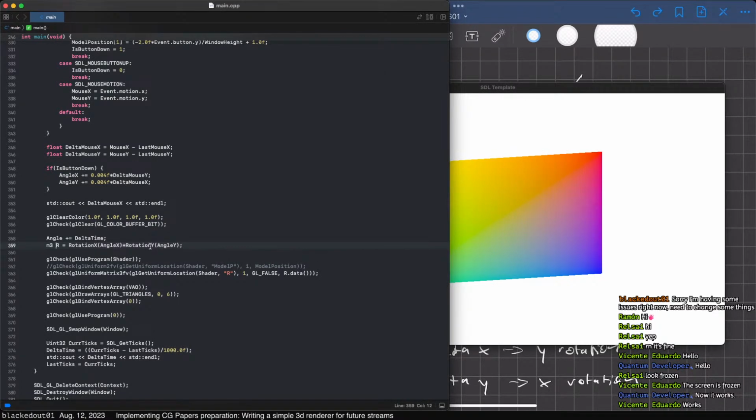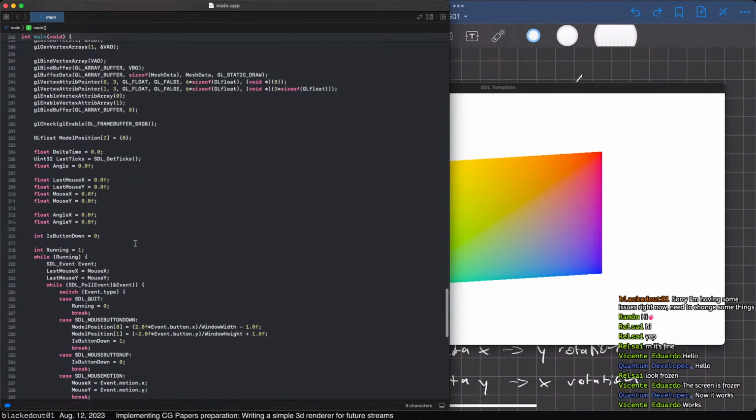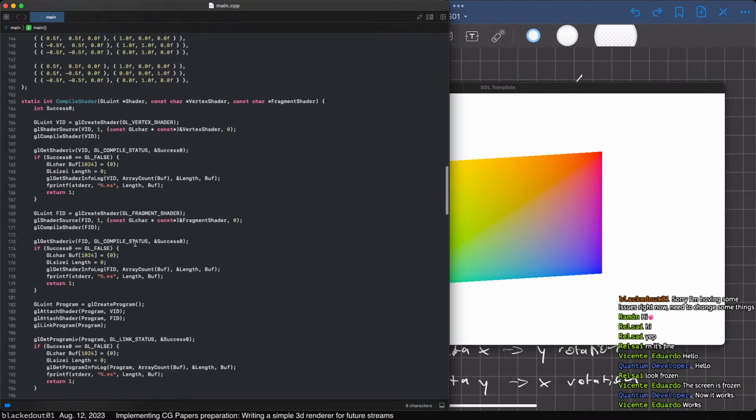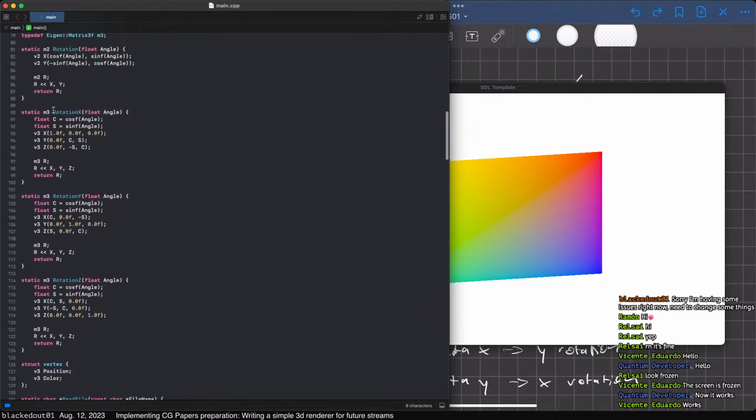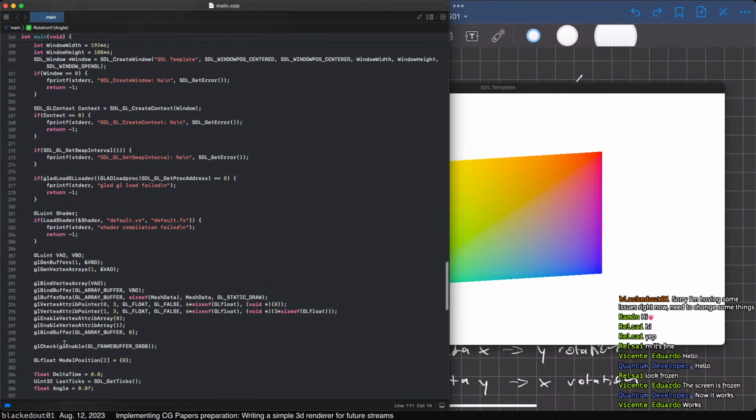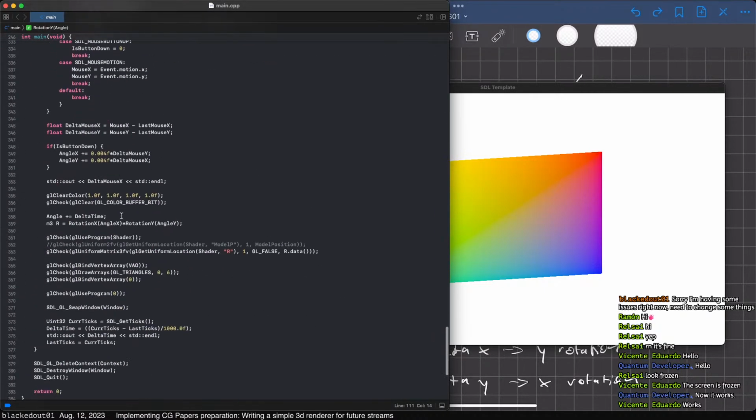Basically, we wrote these two functions, or even three, where we can rotate around any axis, the x, y, or z axis, by an angle, and then we can combine these by just multiplying them.